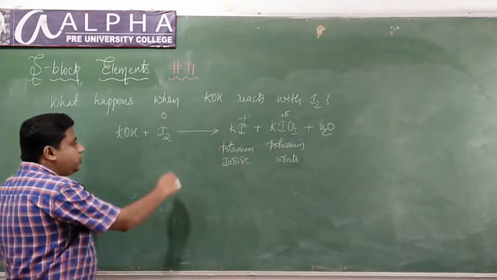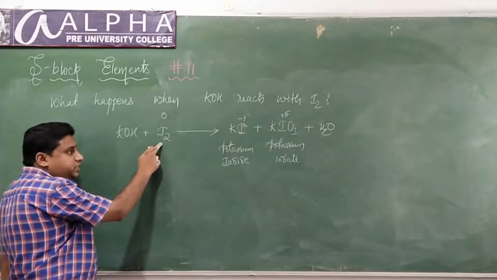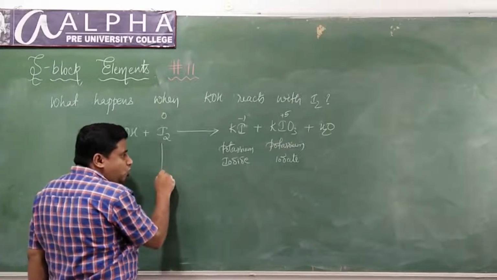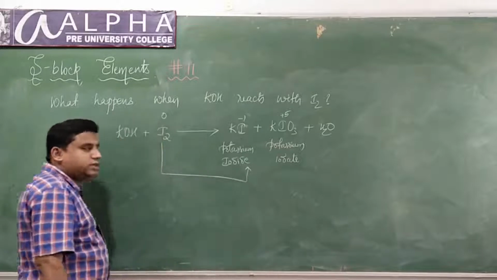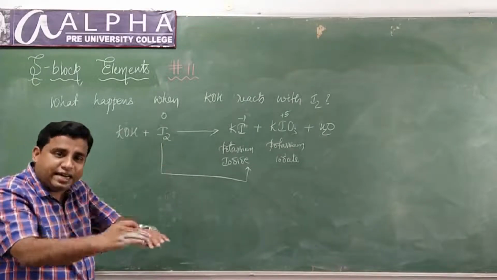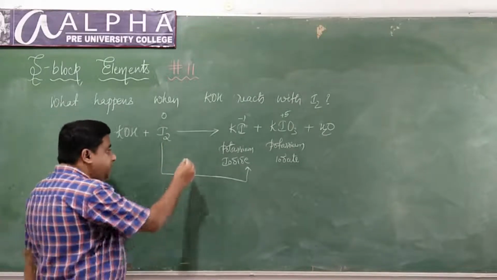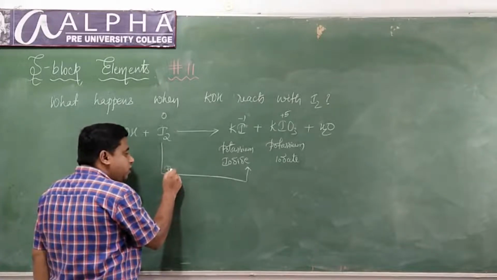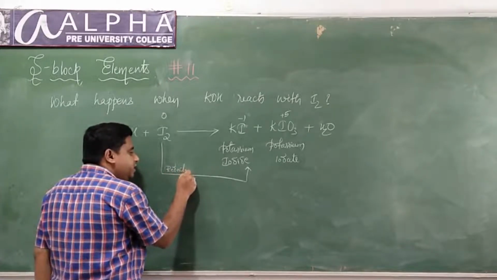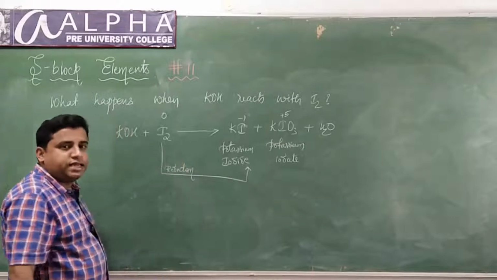Now look at here. Iodine is in zero oxidation state, correct? So 0 to -1. There is a decrease in oxidation number. Therefore, the decrease in oxidation number is called as what? Reduction, isn't it? The decrease in oxidation number is called as reduction.